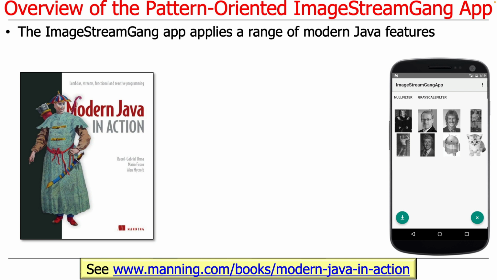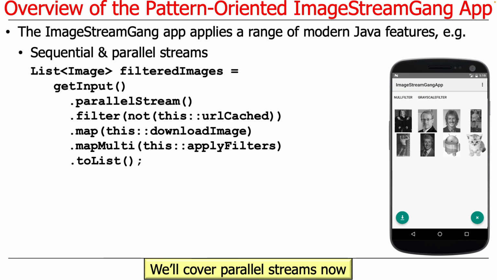This particular example applies a whole bunch of different modern Java features, including parallel and sequential streams. This is the first thing we're going to look at, arguably the most concise way of doing things. So we take the list of URLs, and in parallel, we get rid of URLs that have already been downloaded and cached. We ignore them. We download images that have not been cached. We apply our good friend mapMulti to apply the filters in parallel, working with the parallel streams features, and then we apply toList, and that comes back as a list of images. We'll talk about that one first.